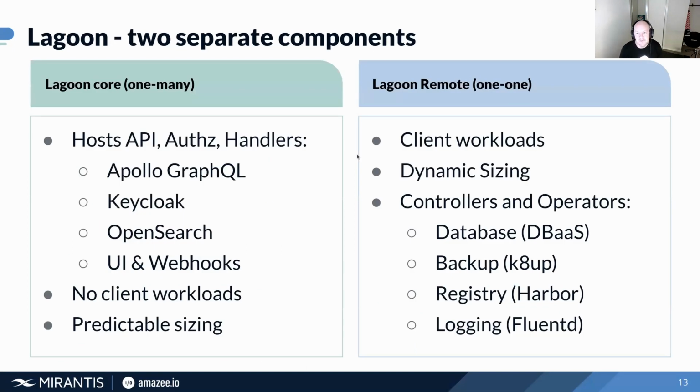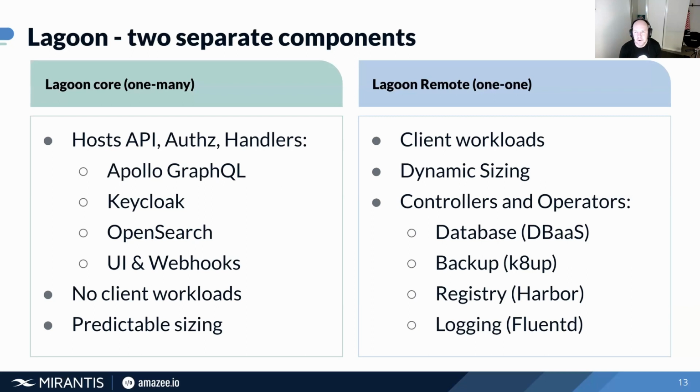Lagoon itself has 2 main components. There's a Lagoon core, and there's a Lagoon remote. One Lagoon core can power multiple Lagoon remotes. A Lagoon remote can only talk to one Lagoon core. So the Lagoon core lives centrally, and that hosts the API components, the authorization components, and a lot of the backup handlers, action handlers, webhook handlers, those sort of things, that sort of central command and control spot.